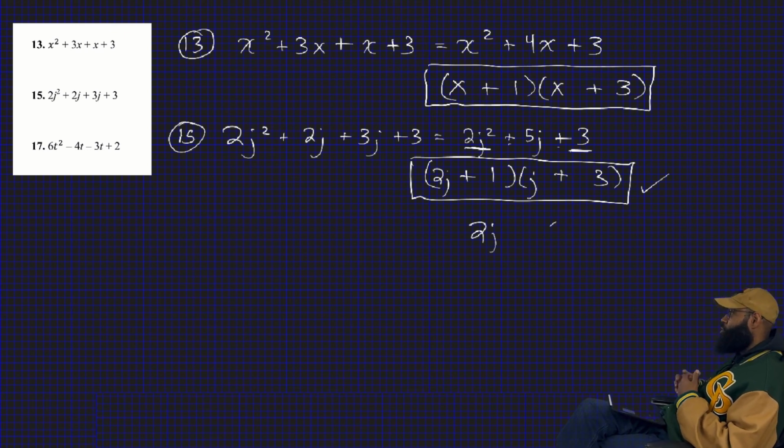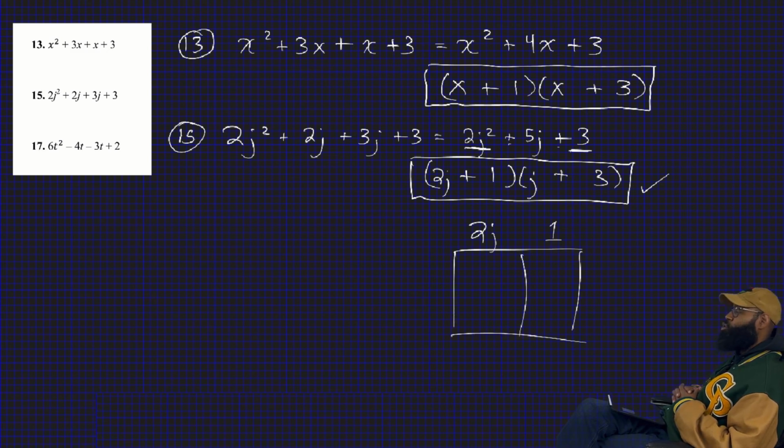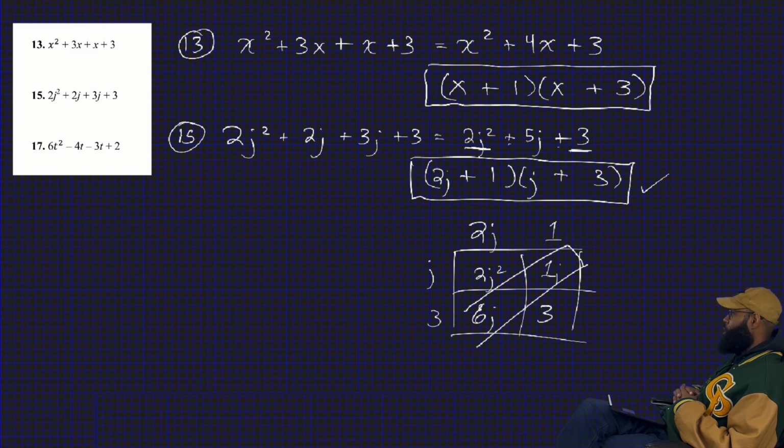Let's find out. 2j times j. I'm gonna do the box. If you haven't realized yet, I did the box. 2j plus 1 and j plus 3. So 2j squared, 1j, 6j, and 3. Now here's what I'm recognizing. Hold on a second. Is that right?